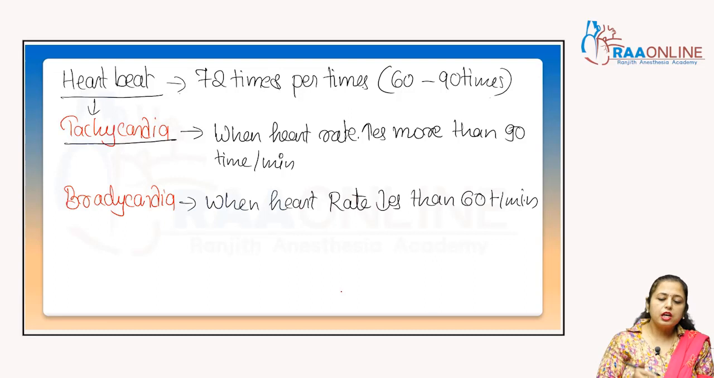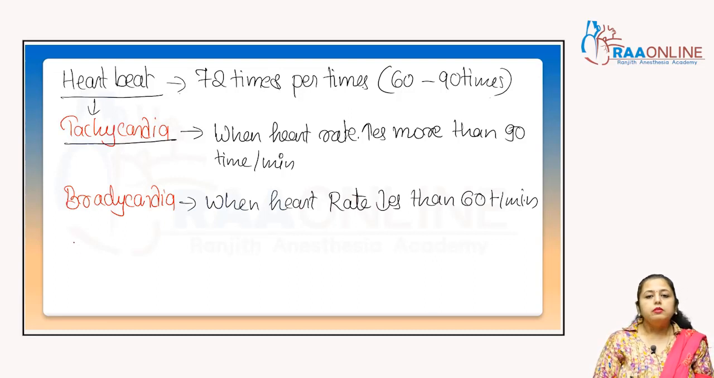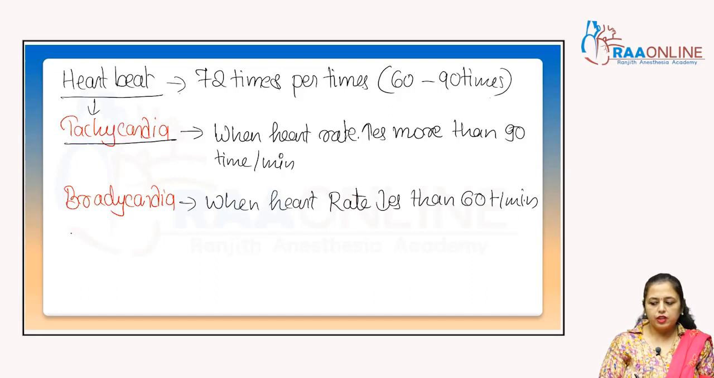So on that basis, and one more thing, the heart of a resting human being pumps an amount of blood equivalent to the total amount of blood present in the body. That means we can say per minute 5 to 5.5 liters of blood is pumped out from the heart, right?